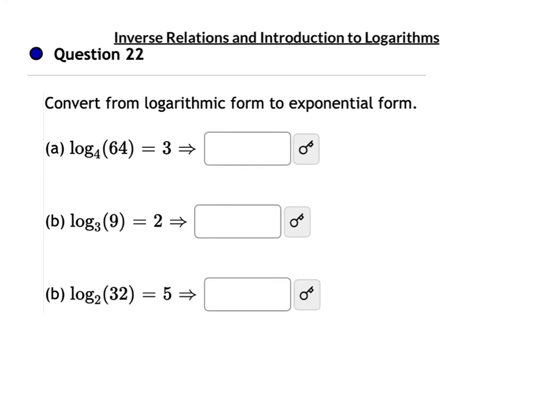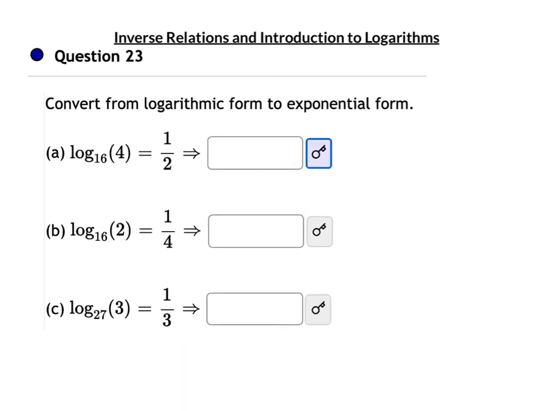22, this is even faster. Write this logarithmic expression as an exponential expression. The base is 4. The log is always equal to an exponent, so it's 4 to the third, and that equals 64. The second one, the base is 3, and the exponent is 2, because the log is an exponent. That's equal to 9. And the last one, the base is 2, the exponent is 5, and that's equal to 32. 2 to the 5th equals 32.